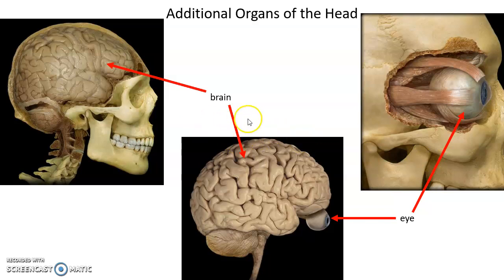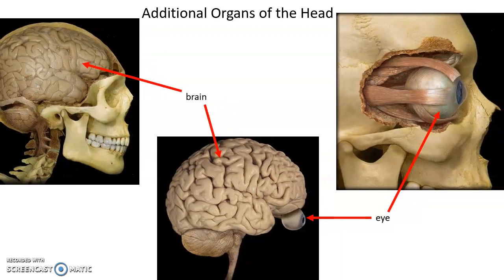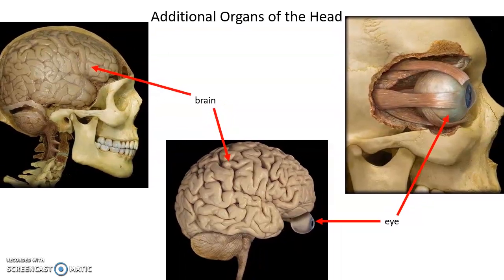Here's some additional organs in the head. So here's the brain, found in the cranial cavity. There actually is the spinal cord. Here's the brain again, spinal cord. Here's the eye, found in the orbit. The eye is part of the nervous system, the brain and spinal cord, also parts of the nervous system.